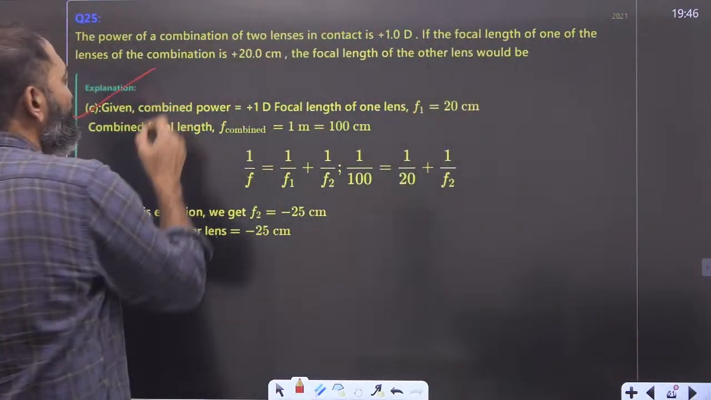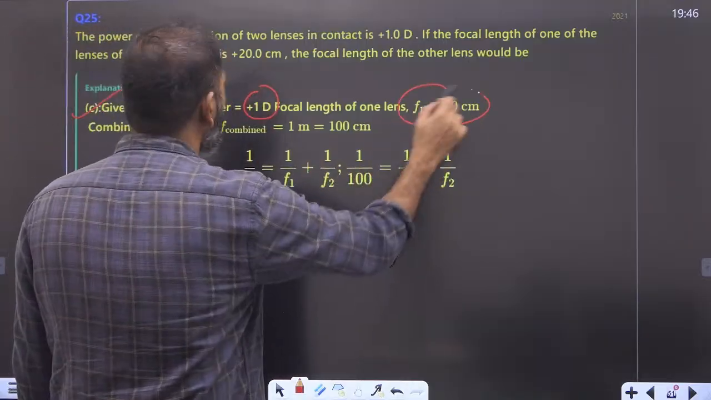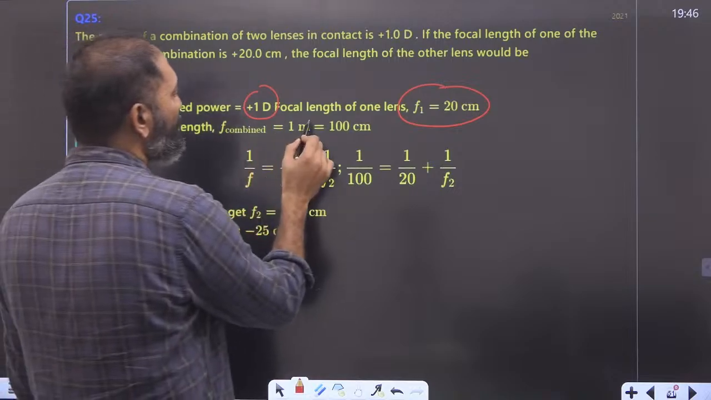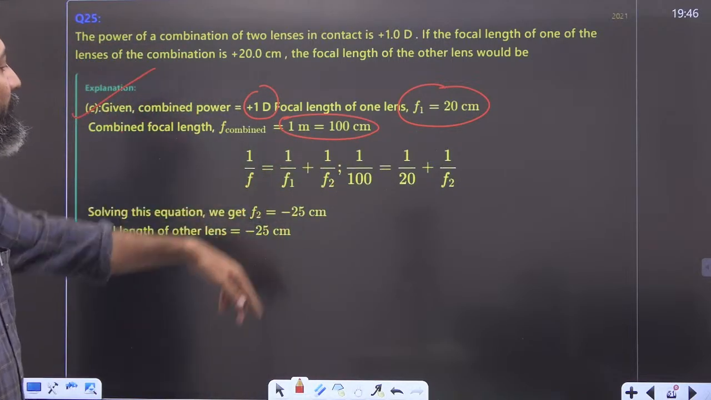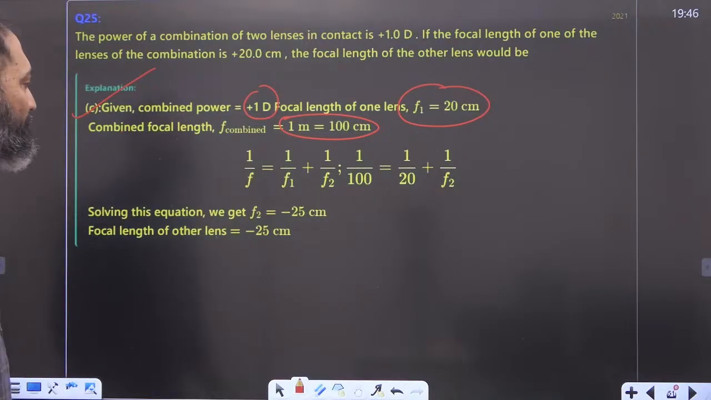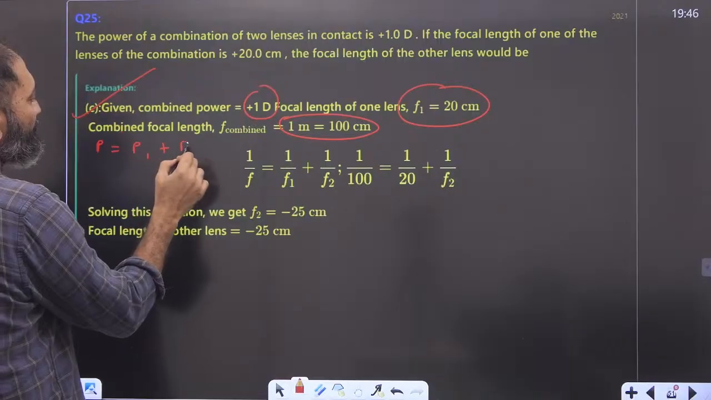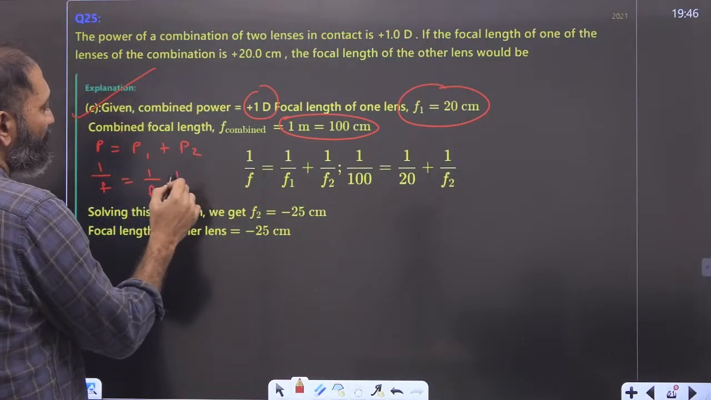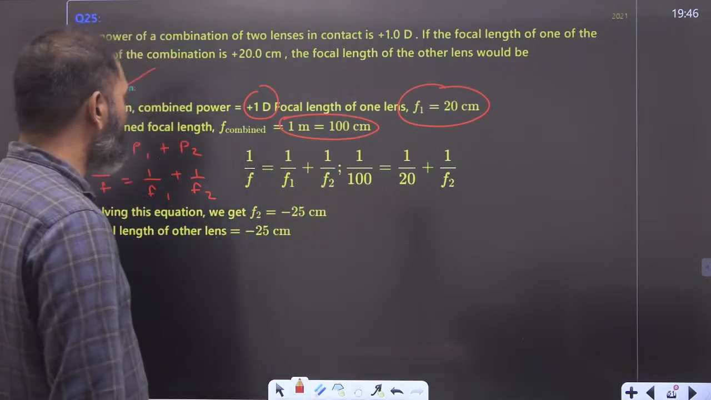Given combination of power എത്രയാ? 1 diopter ആണ്. ഫോക്കൽ ലെങ്ത് എത്രയാ? 20 cm ആണ്. കമ്പൈൻഡ് ഫോക്കൽ ലെങ്ത് എത്രയാ? 1 diopter എന്ന് പറഞ്ഞാൽ 1 മീറ്റർ, അതായത് 100 cm. അപ്പോൾ 1/f = 1/f1 + 1/f2. ലെൻസുകൾ ഒരുമിച്ച് വെക്കുമ്പോൾ ടോട്ടൽ പവർ എന്ന് പറഞ്ഞാൽ സം ഓഫ് ഇൻഡിവിജ്വൽ പവേഴ്സ് ആണ്. അപ്പോൾ 1/100 = 1/20 + 1/f2.